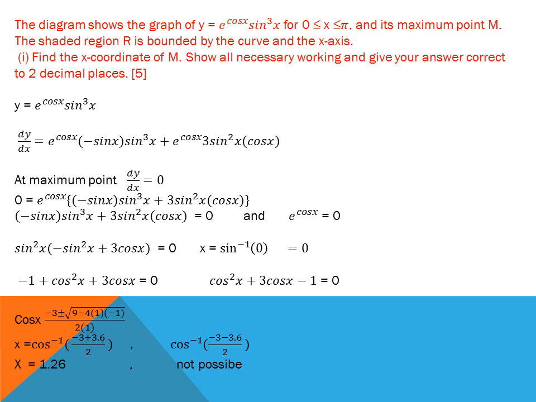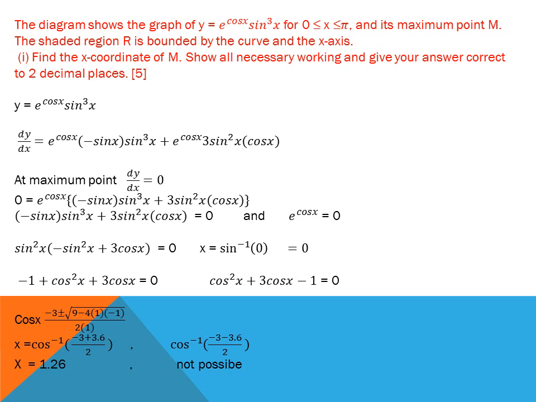A maximum point means where the derivative of the curve is equal to 0. When you take maximum, minimum or turning points, you should place dy over dx equal to 0. I use the product rule here to find the derivative of these two functions. dy over dx is equal to e power cos x. The derivative of e power cos x is e power cos x, and the derivative of cos x is minus sin x, and write sin cube x as it is.